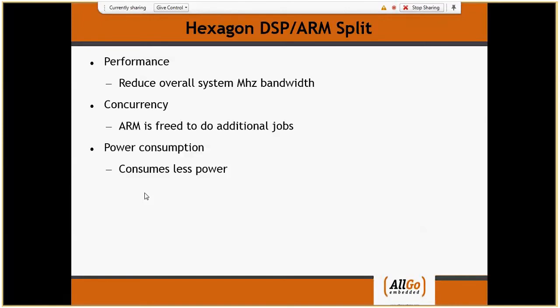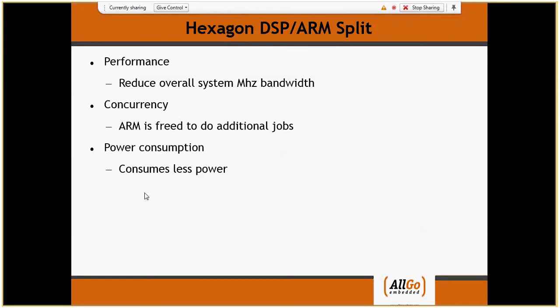So the main goal of this split is to get three important points. They are basically the performance, the concurrency, and the power consumption. And nowadays, if you see any embedded system, it requires very good performance. Basically, you need to run more and more applications coming into a platform, and you should be able to run them at an optimal megahertz bandwidth. So we need to reduce the overall system megahertz bandwidth.